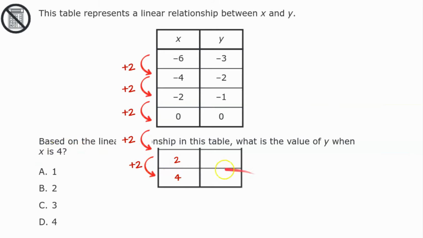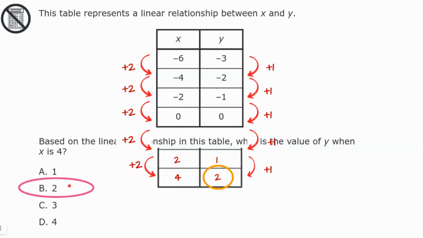They are asking me to find the y value when x is 4. So I know that x is 4 here in my pattern. So let's go to y. Y over here is increasing by 1. -3 plus 1 is -2. Plus 1 is -1. Plus 1 is 0. And keep going down. 0 plus 1 is 1. And 1 plus 1 is 2. So we know that when x is 4, y is equal to 2, which is B.